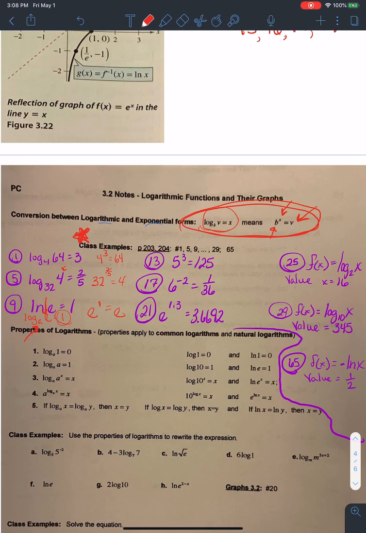Number 13. Now we're going the other direction. They want us to take an exponential and put it as a logarithm. So I'm going to start with the word log. The base of the log is going to be the base number over here.